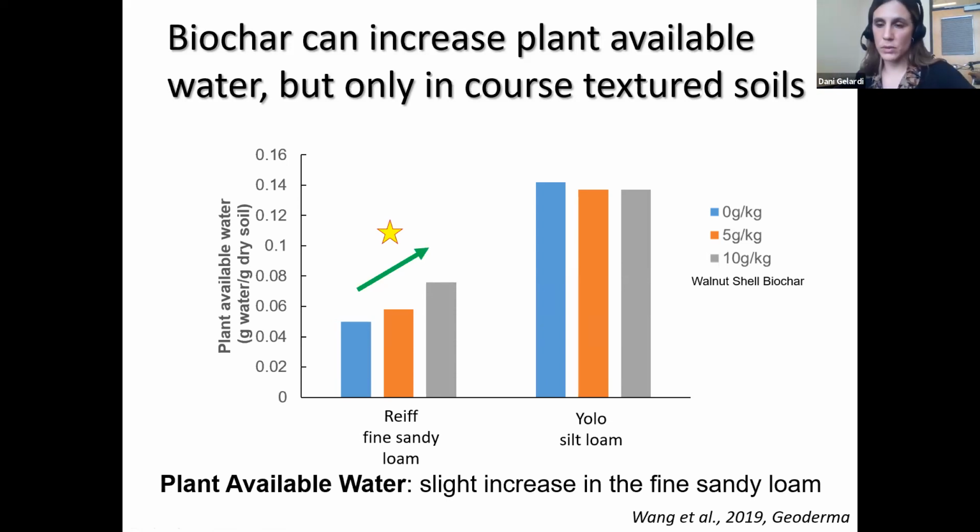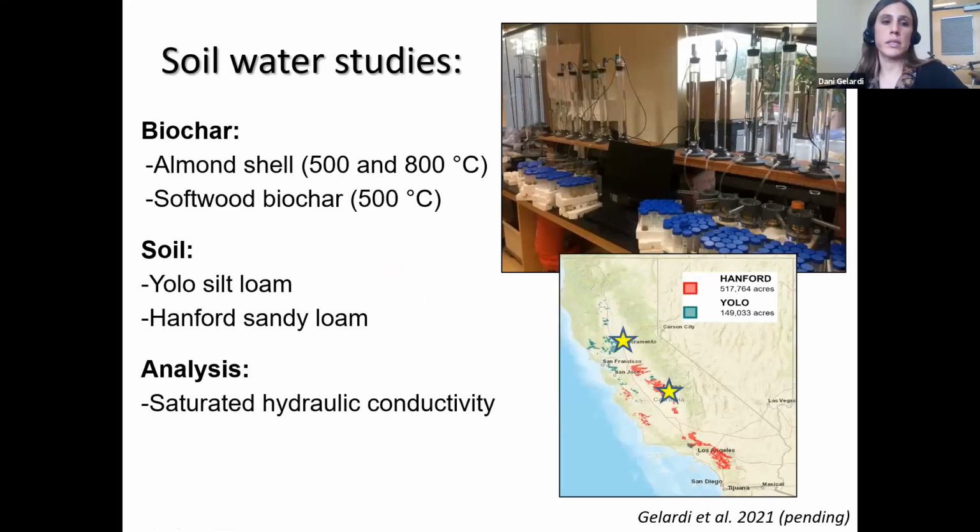We know that sandy soils tend not to hold water as long. They tend to need greater quantities of irrigation. And so what this study indicates is that maybe biochar can lead to real water holding capacity increases in sandy soils.